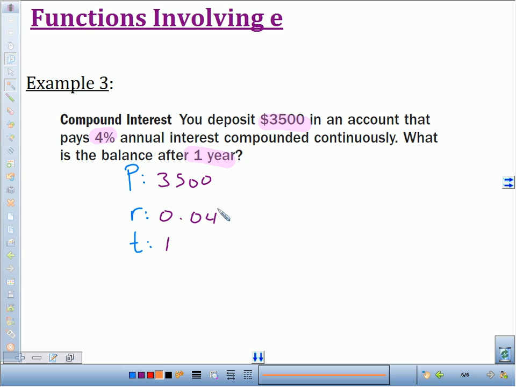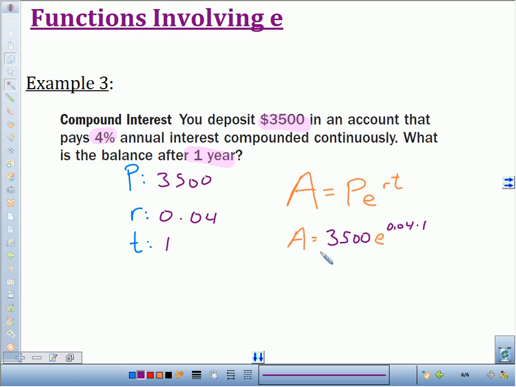So let's get this done. Let's start by writing our formula. All right, our formula here is A equals P e to the RT power. And we're going to plug in P, R, and T. So here we are. A equals 3,500, P is 3,500, times e to the 0.04 times 1, R times T.